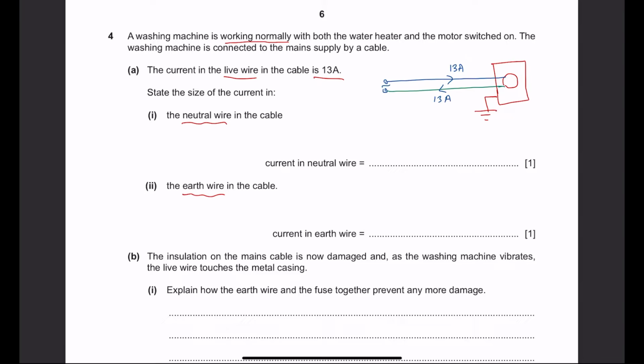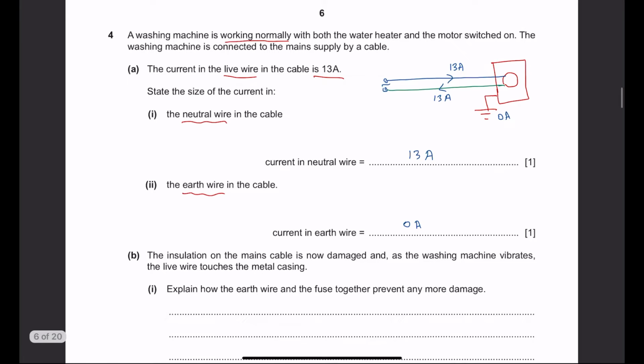the earth wire is only in use briefly when and if there is a live wire touching the metal casing, and let's suppose the metal casing is also exposed to the wires, but that is not the case. So in the neutral wire, the current is going to be 13 amperes, whereas in the earth wire, the current is simply going to be 0 amperes. And I hope that's clear.